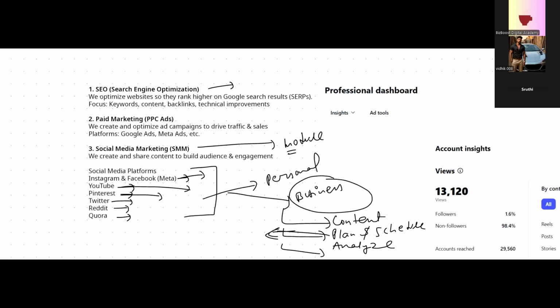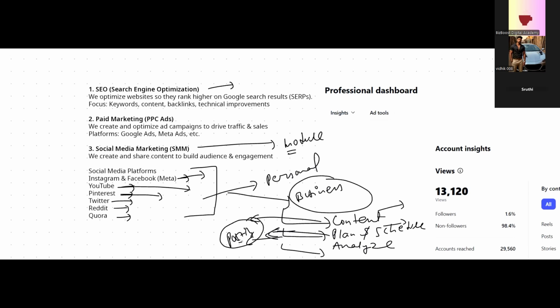So the first thing businesses need, when you get freelancing opportunities, is that they want you to create the content for their social media pages. Also, they want you to plan and schedule. They are expecting you to plan and schedule their content on a daily, weekly, or monthly basis, and also handle their social media. That includes posting as well, posting into their account.